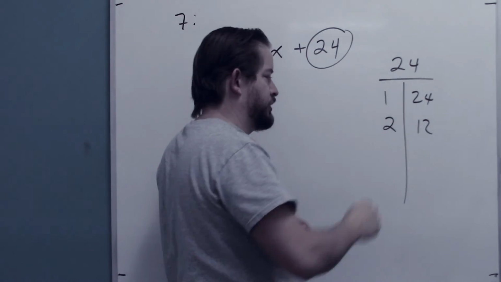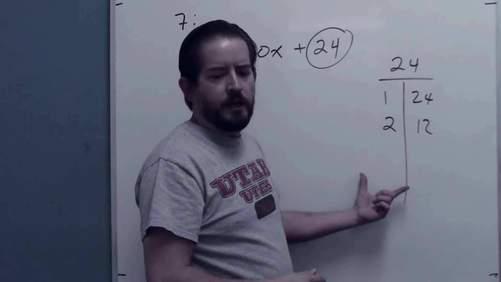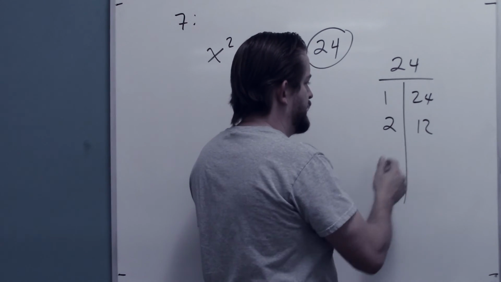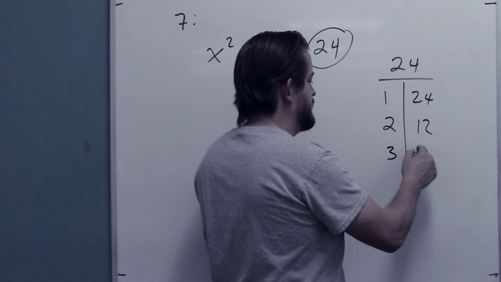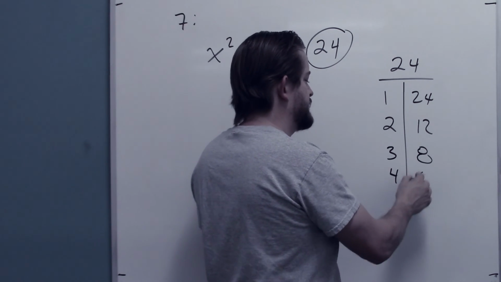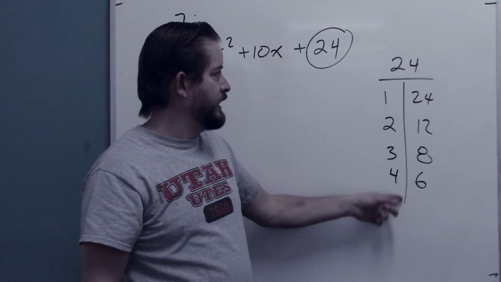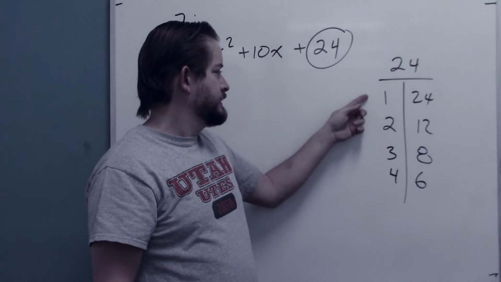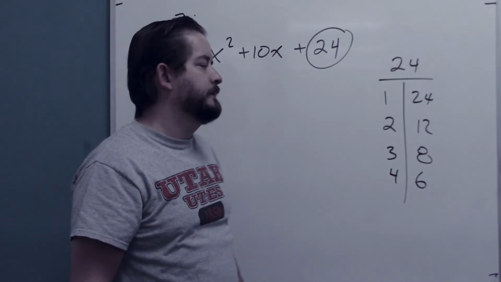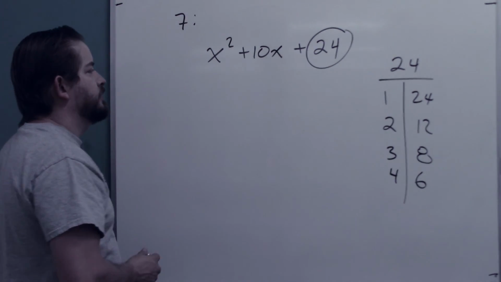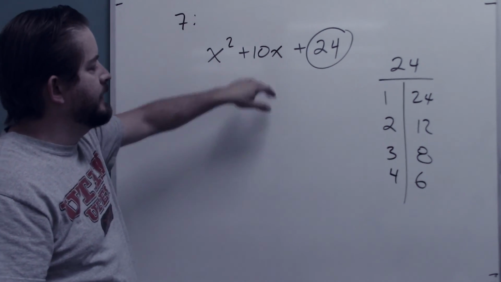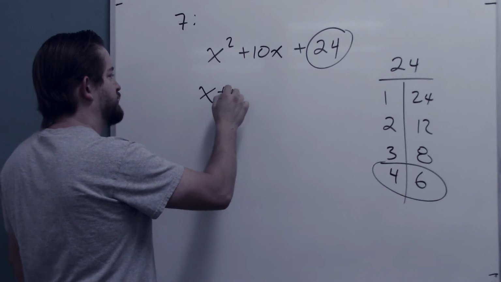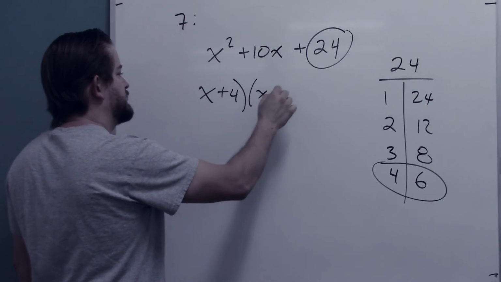Remember, if you go in this order, when you get to the bottom, you can be done. You don't have to check hundreds of numbers. 24 is divisible by 3, that is 3 and 8. It's divisible by 4 and 6, and I know I'm done because the next number, 5, doesn't divide 24, and the next number after that, 6, is already here. Since I went in order, I'm done. I just have to pick out the two that add up to give me 10. That's these last two, and it's as simple as saying it's x plus 4 times x plus 6.